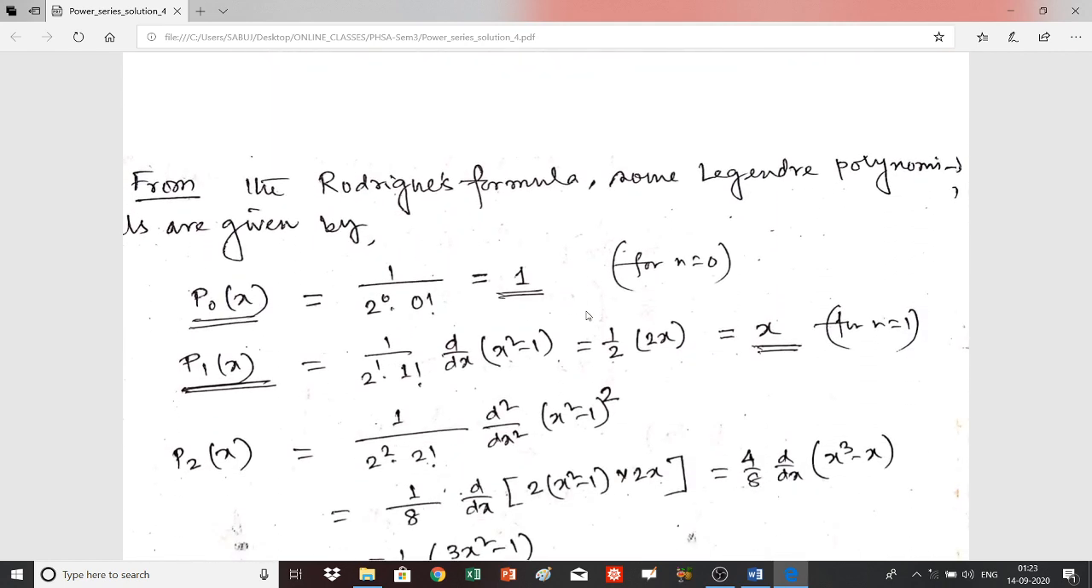Now for the second term, if you use n equal to 1, then what we will get is P_1(x), equal to, using Rodrigues' formula, 1 by 2 to the power 1 into 1 factorial, d by dx, since n is equal to 1, of the term x squared minus 1 to the power n, that means x squared minus 1. So that is equal to 1 by 2, which comes from here, and if you differentiate this you will get 2x, so it is equal to x.